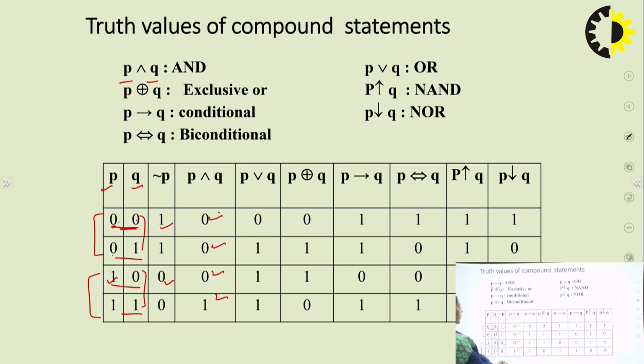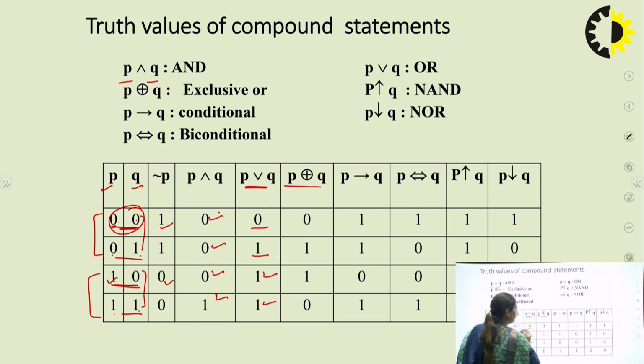P or Q means at least one input should be high. Here both the inputs are low, so the answer is low. One is high, so the answer is high. One is high, so high. Both are high, so 1.